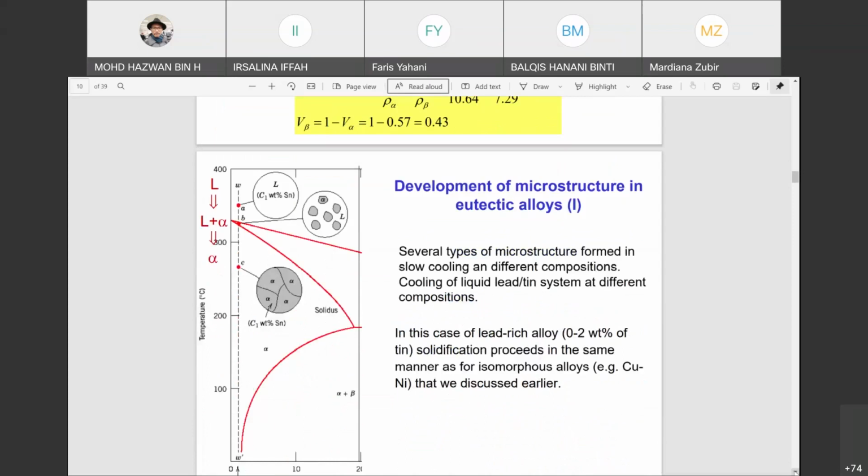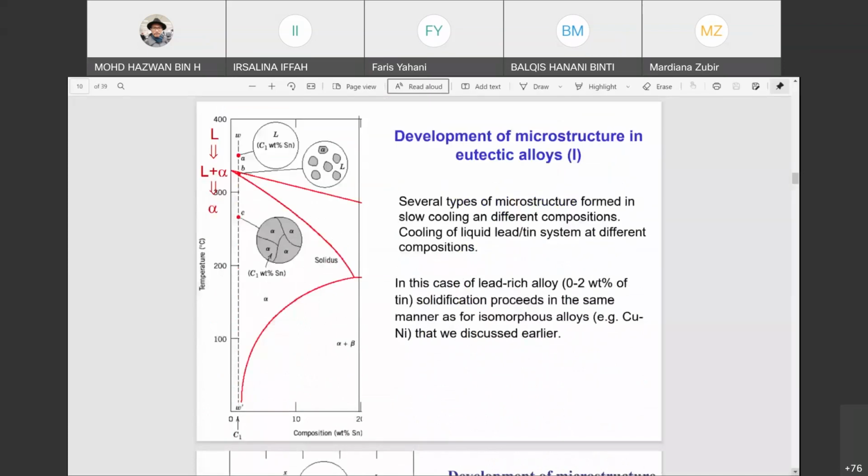Okay, so we are moving on to the microstructure of eutectic alloys. So in the isomorphous system, we have seen the microstructure for equilibrium cooling and also non-equilibrium cooling. For eutectic alloys, we have a microstructure, but the microstructure will be at different ranges. You will have a different picture in the end. So the first one that we are going to look at is the microstructure at around 0 to 2% of tin.